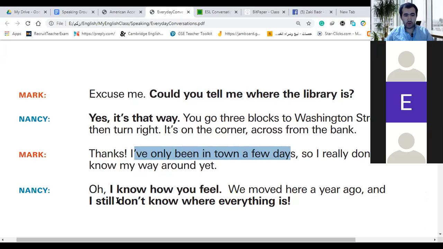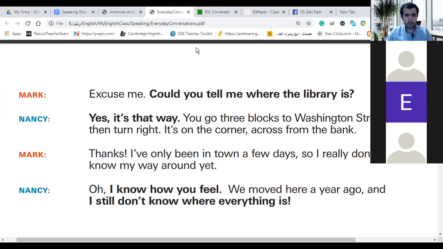And I still don't know where everything is, even in a sentence. It doesn't have to be only in a question, you can also say it in a sentence. I still don't know where everything is. Where the library is. Where everything is. Very good.